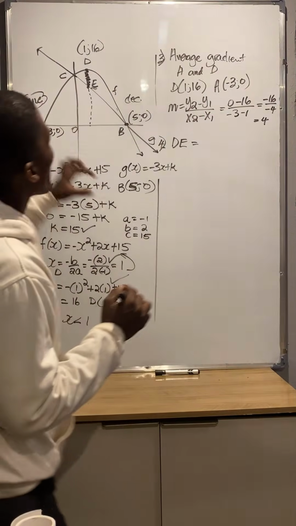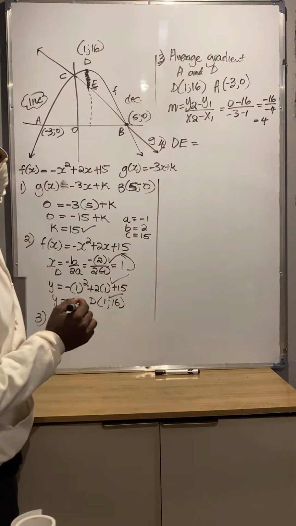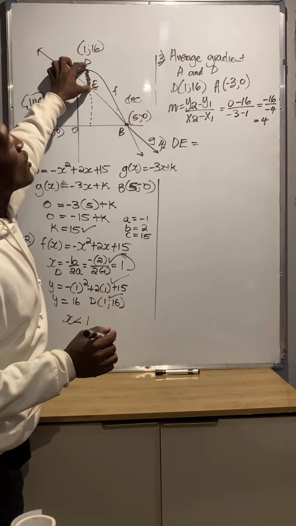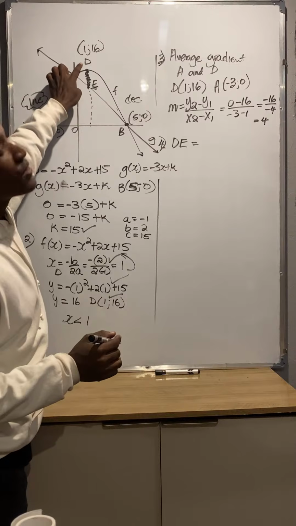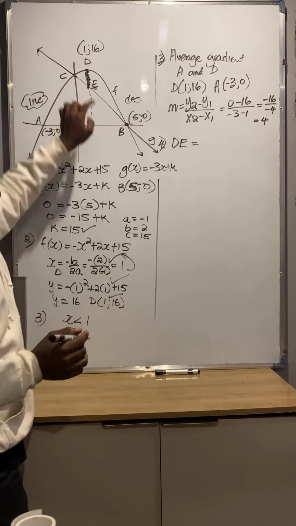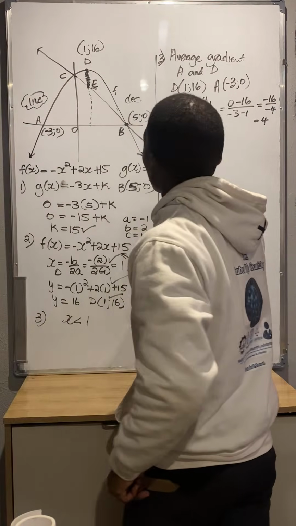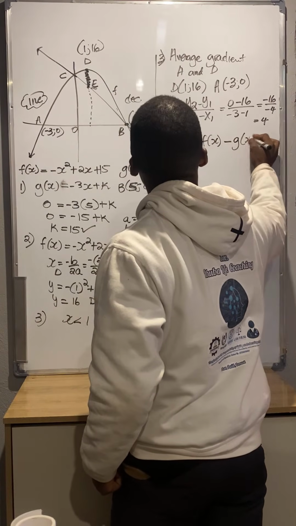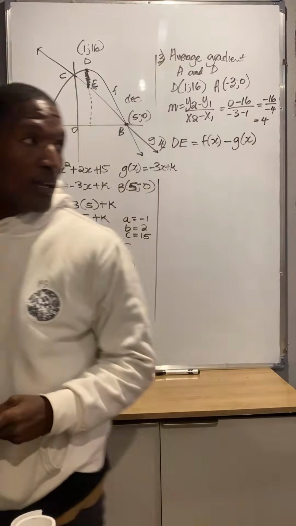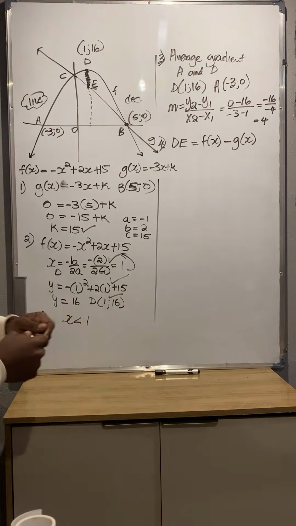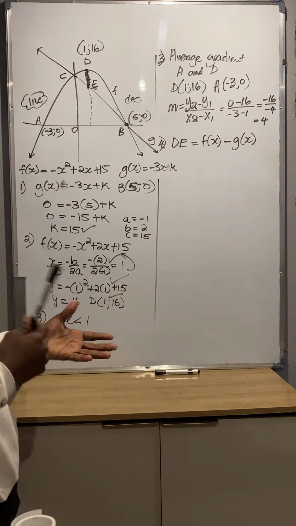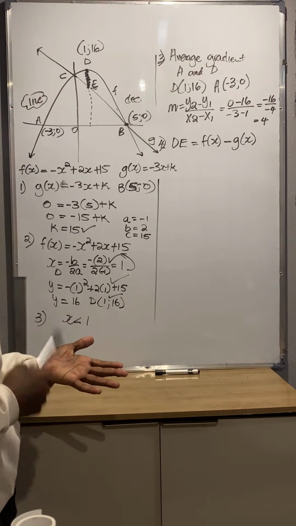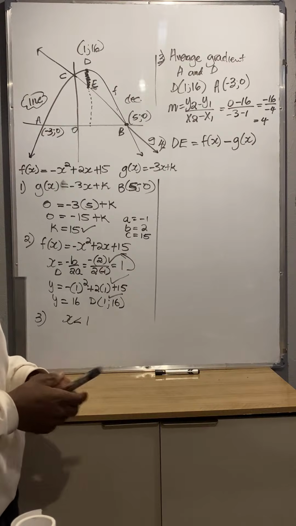So guys, how about the length? The top one is F and the bottom one is G. So to find the length of DE, it is F at x minus G at x. You say the top one minus the bottom one.